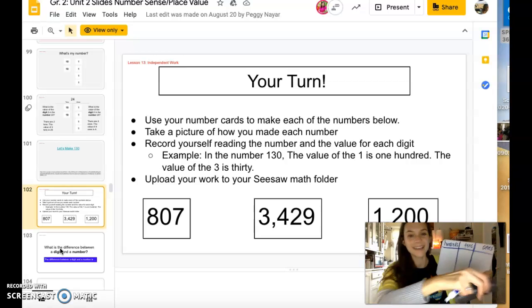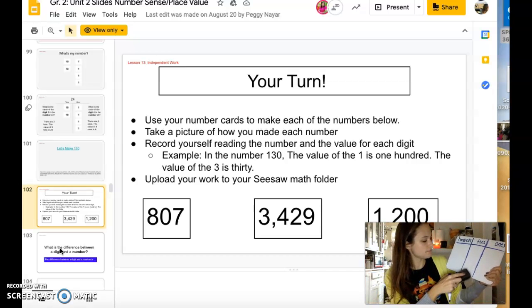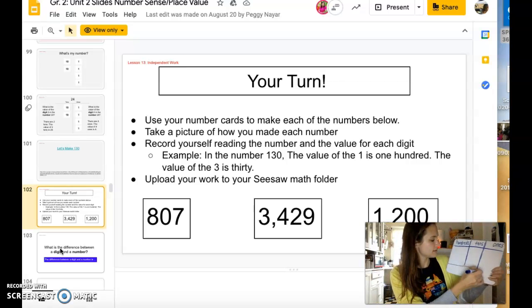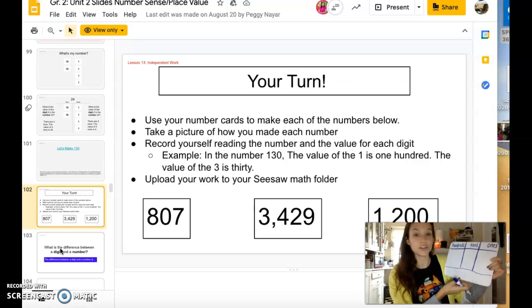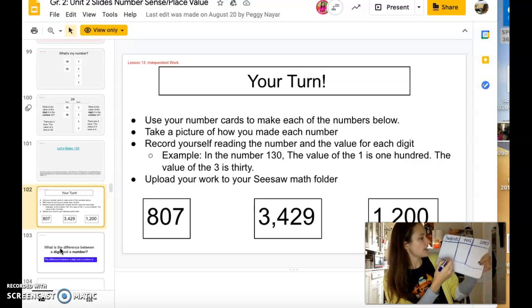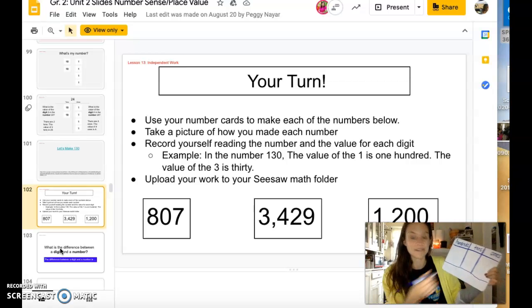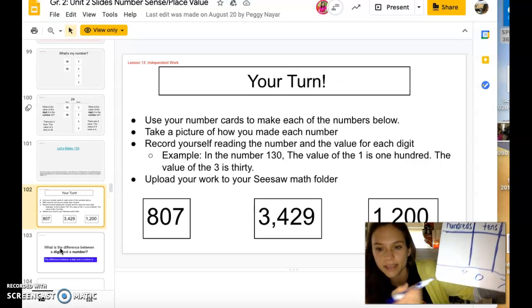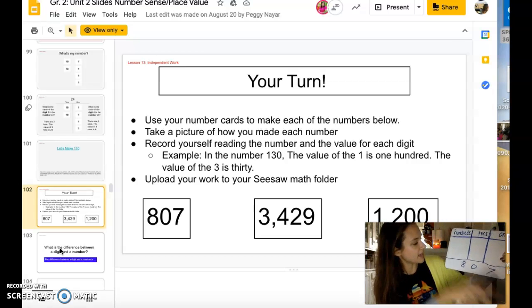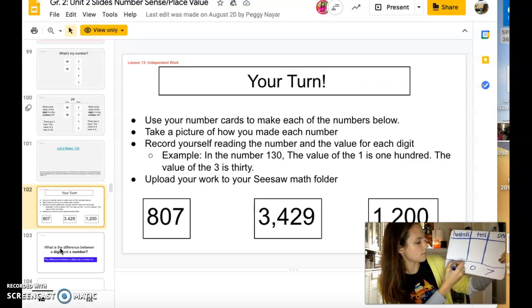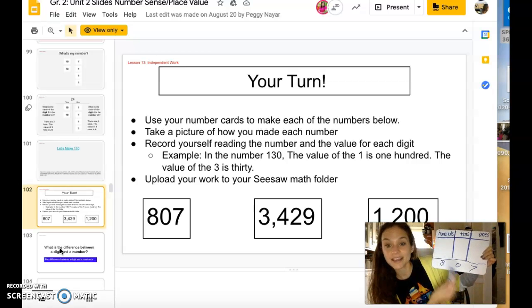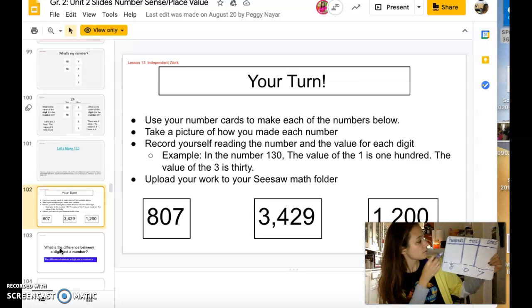So take a minute, pause the video so you can set it up like mine. All right, welcome back. On my little whiteboard, I can put the number at the bottom. Let's start with 807. I'm going to space it out so it matches up with the place values. We have the 7 in the ones place, 0 in the tens place, and 8 in the hundreds place. So let's start with the hundreds.